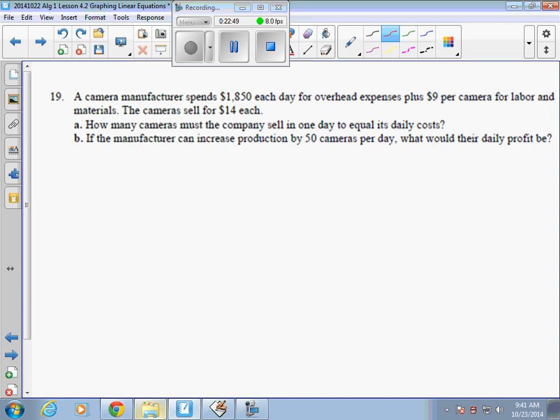Number 19 says a camera manufacturer spends $1,850 a day for overhead expenses plus $9 per camera for labor and materials. They sell for $14 each. How many cameras must he sell to equal his costs? Well, his costs are going to go on this side, and how much he makes is going to go on this side.